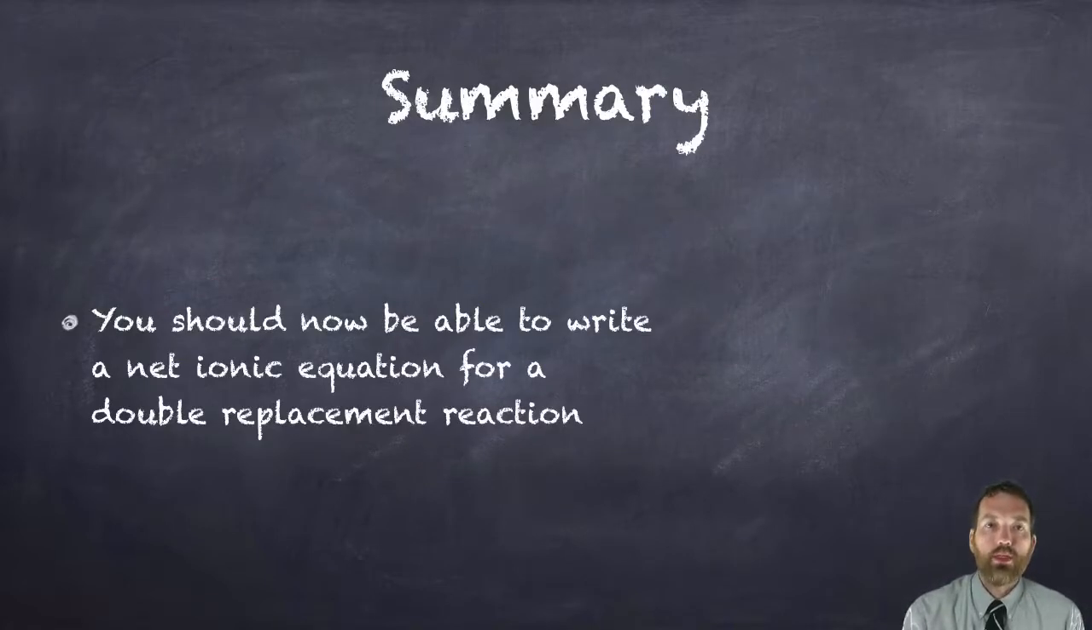So in summary here, you should now be able to write a net ionic equation for a double replacement reaction. The steps are pretty easy. It's just like a double replacement reaction, but you need to use table F to figure out which one of your products is a precipitate. Then you need to write the ions that just came together to make that precipitate.